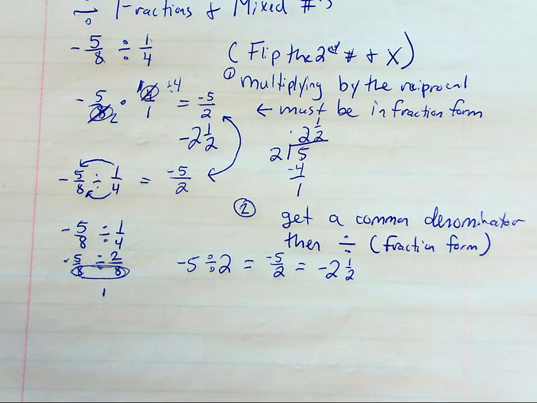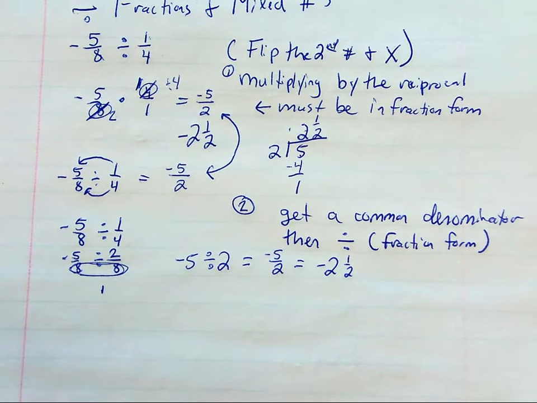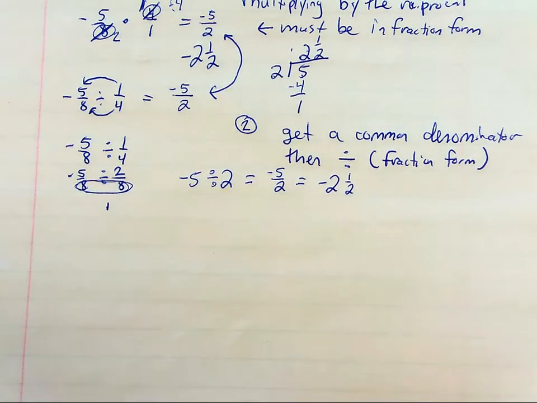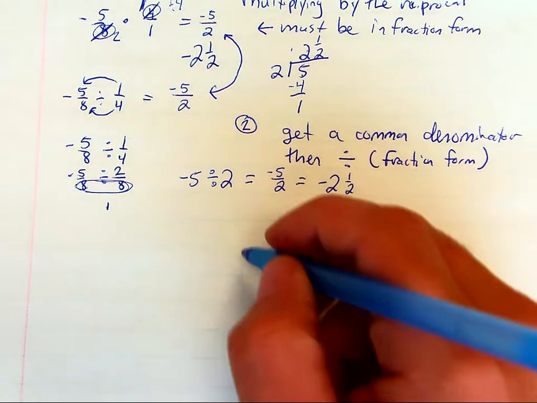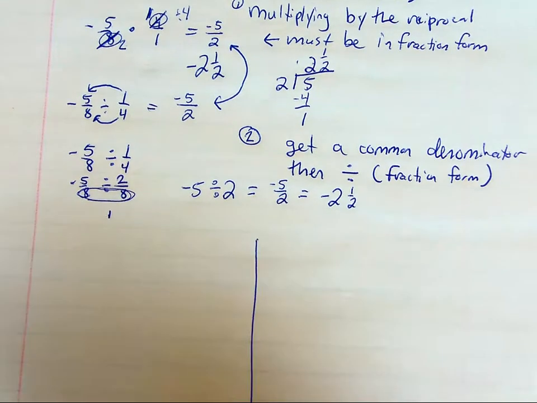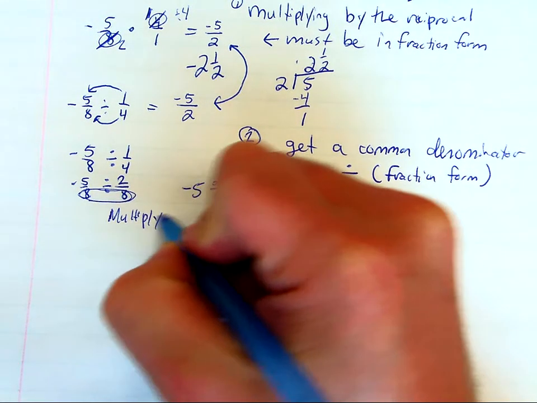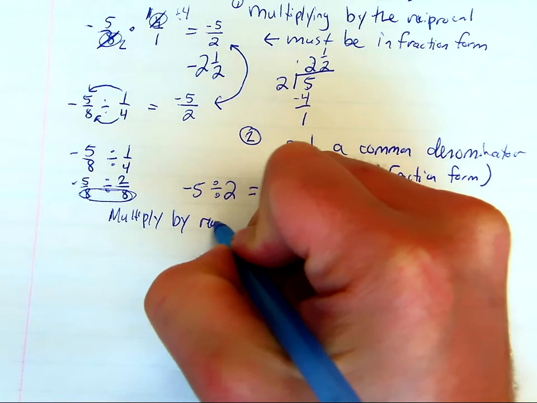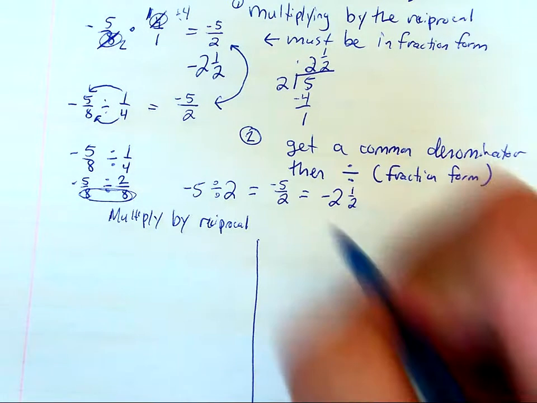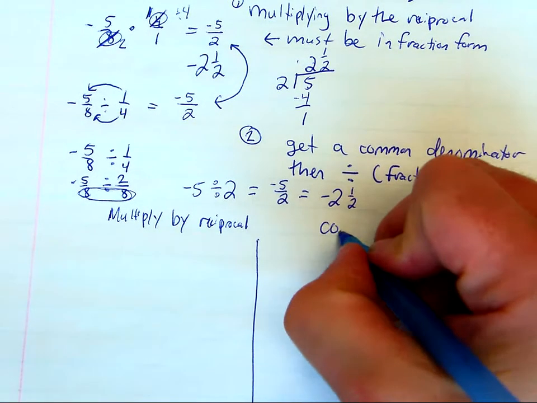We're going to do just a couple problems, and then I'll let you pick which way you'd like to use, and that's fine. But I wanted to show you both ways. So let's say I'm going to draw a line down my paper, and one side will be multiply by the reciprocal, and then the other way is a common denominator.